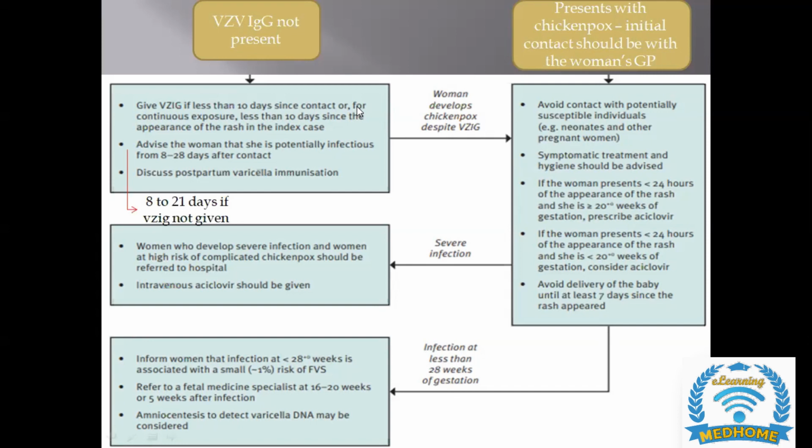While we have given the immunoglobulins, still the patient is infectious from 8 to 28 days after the contact. And if we have not given immunoglobulins, then the patient is infectious from 8 to 21 days. Okay, given immunoglobulin 8 to 28 days, not given immunoglobulins 8 to 21 days. Am I clear up till now? Yes, ma'am. Okay, it is very important to understand. If you don't understand, kindly ask me here.